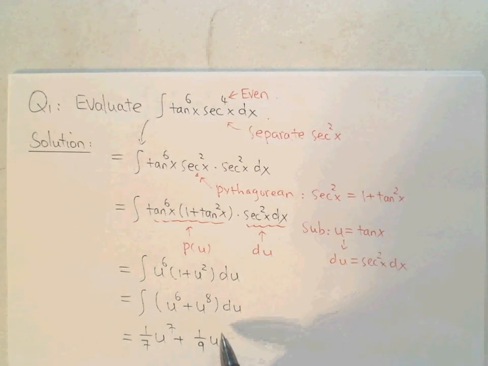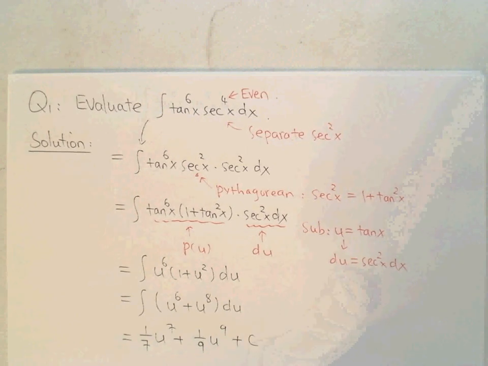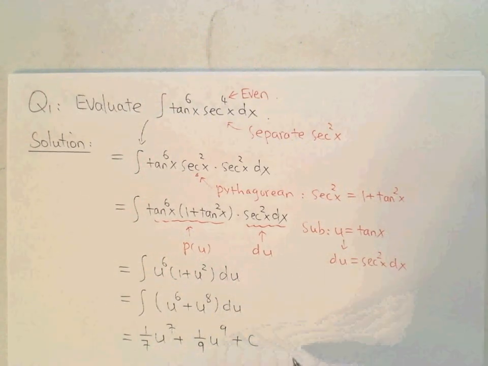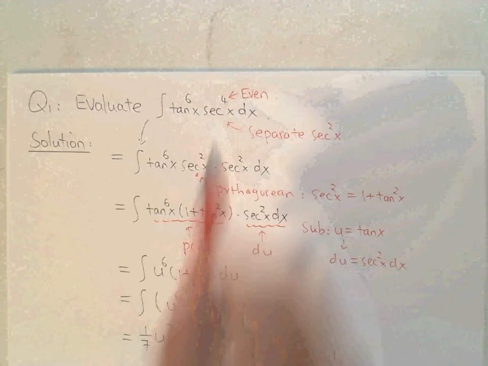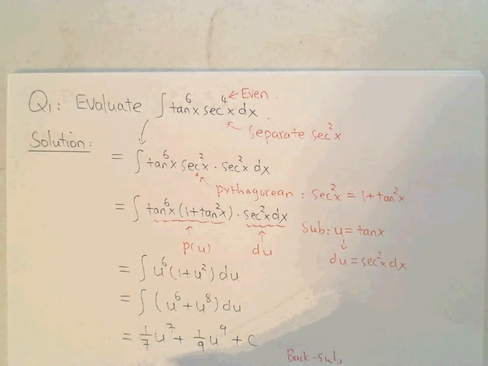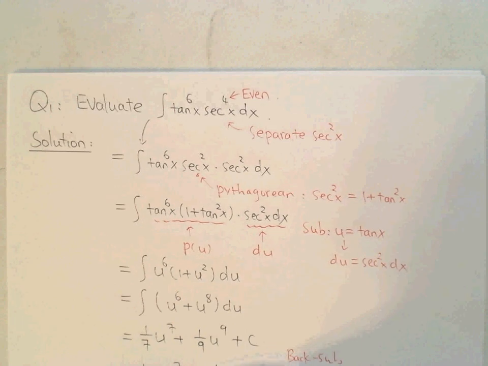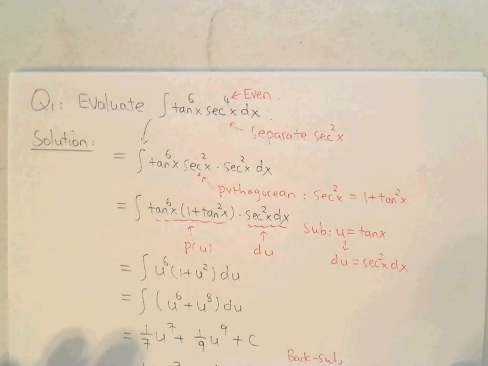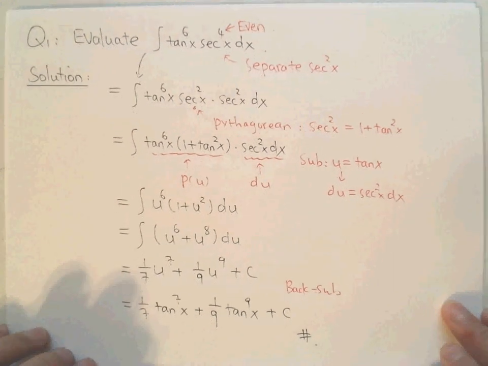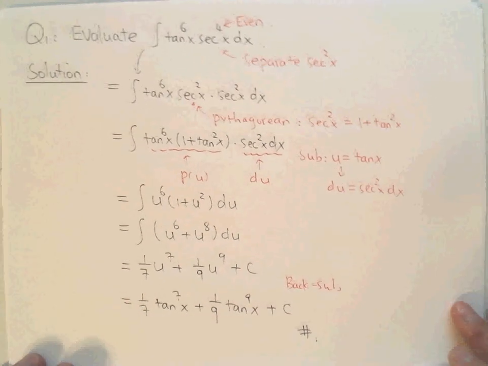Second is 1/9 u raised to the 9th power, don't miss plus c. And also this u we need to back substitute, right? Remember that. So we go to x. We substitute what is u? Tangent. So what do we have? Tangent raised to the 7th power of x plus tangent raised to the 9th power of x plus c. Okay, the last one is just a back substitute.